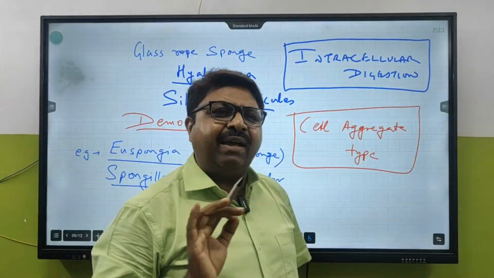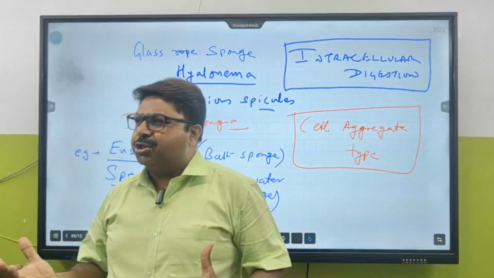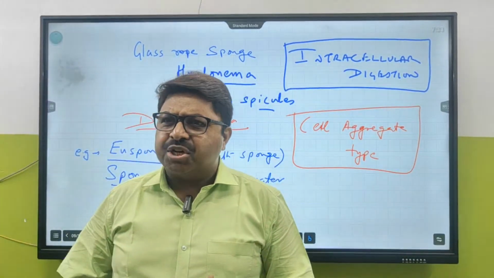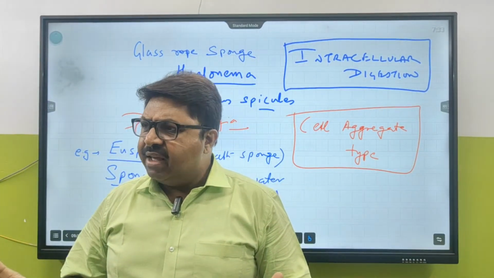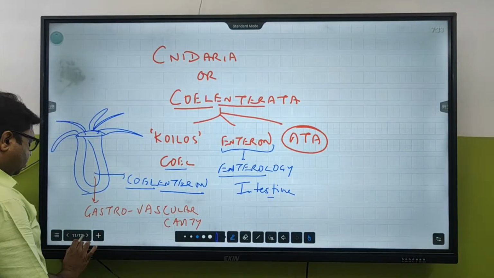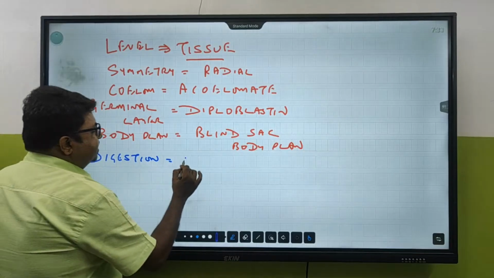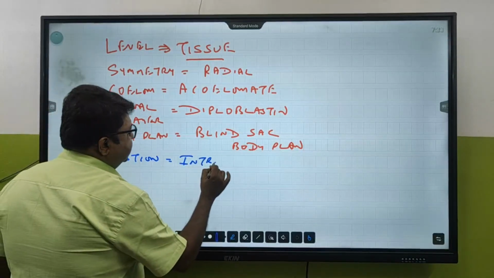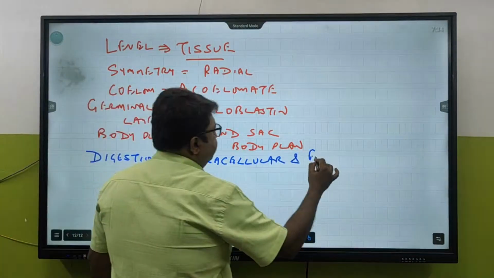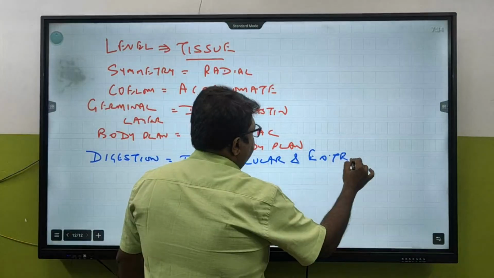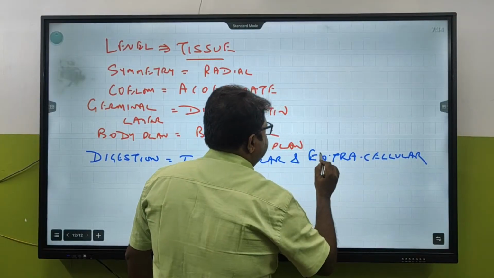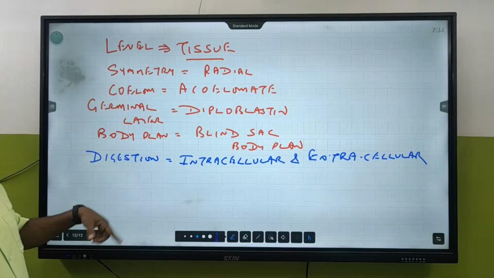Intracellular. That means they have got cellular level of organization. Can you expect tissue level? Can you expect any different type, extracellular? Cell ke bahar digestion hoga? Never ever. So they have intracellular. When we talk about cnidarians, the digestion is intra as well as extra. Intracellular and extracellular both.